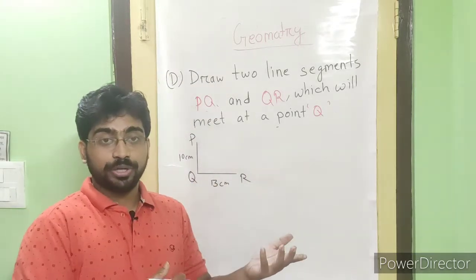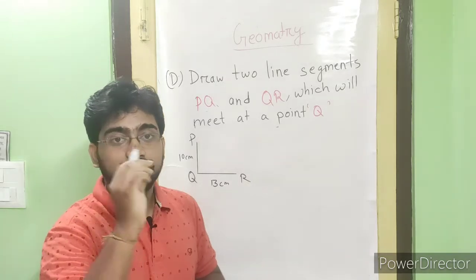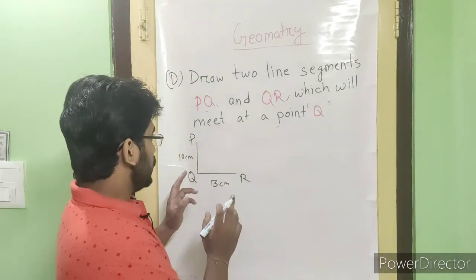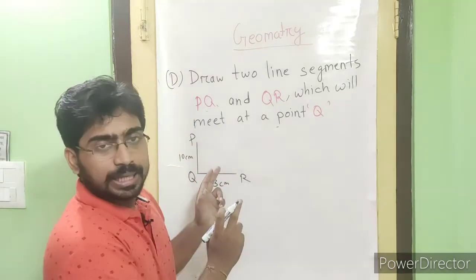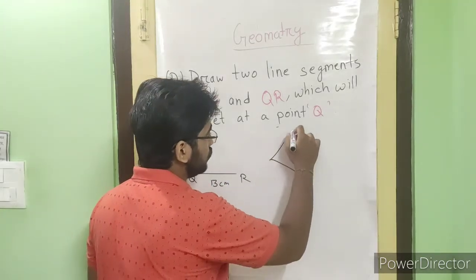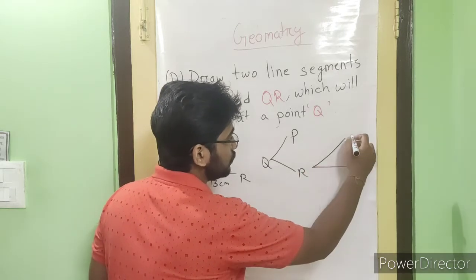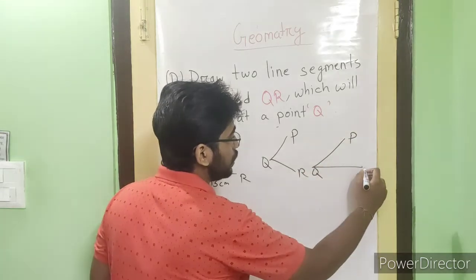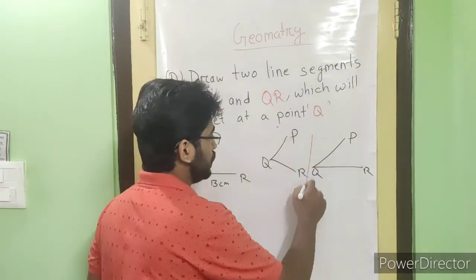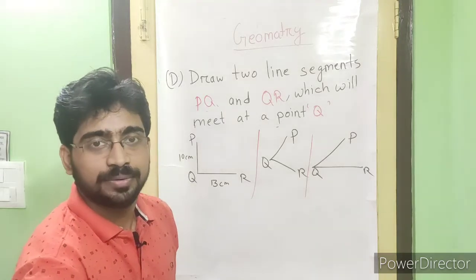Before going to the statement, or before going to the point where we need to write, I would like to say it's not necessary to draw this line segment in this way. You can draw in this way also, P, Q, R, or you can draw in this way also, P, Q, R. In each case the drawing will be considered a right one.